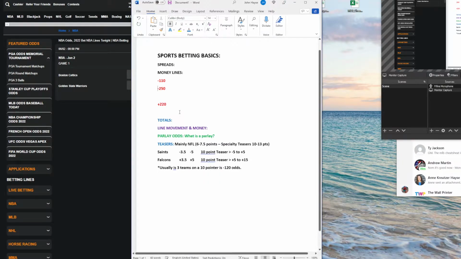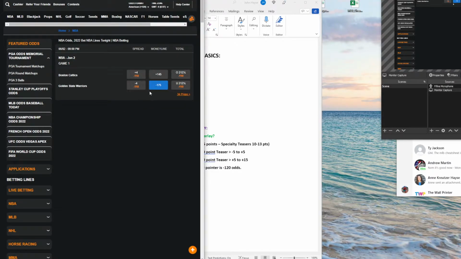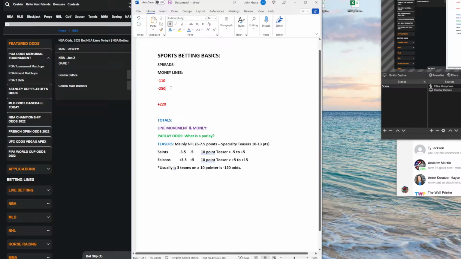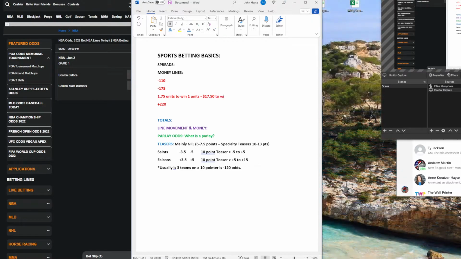So now when we go on and we look at something, let's use this Golden State win -175. If you just want them to win straight up, -175 would be 1.75 units to win 1 unit. So that would be risking $17.50 to win $10, or vice versa. Then it would be $35 to win 20. So you're laying 1.75 to 1 odds when you see that.